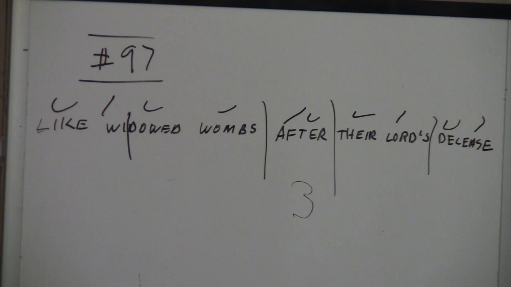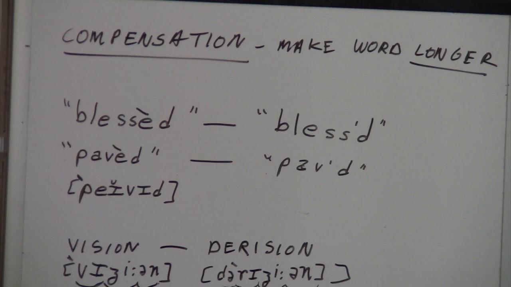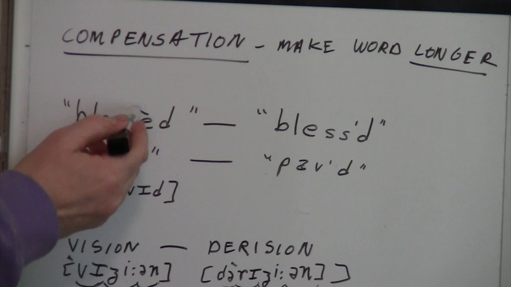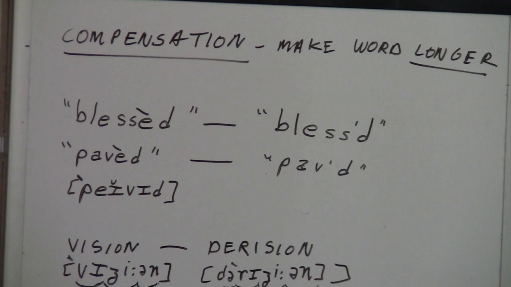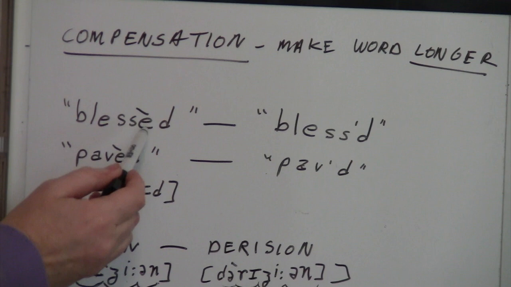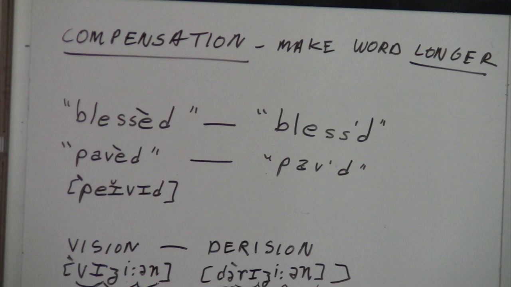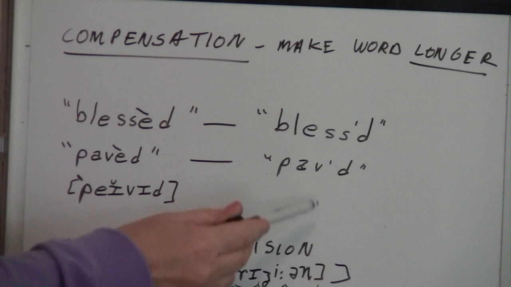Good. Now let's talk about compensation. Compensation is when you make a word longer than you normally would to make it fit the iambic pentameter rhythm. For instance, let's take the word "blessed." Perhaps you have been reading along in your complete works of Shakespeare and you've noticed these little lines over some of these words, or you've noticed spellings like that. What does that mean? Depending on the editor, when you see it like this, that means you're supposed to say "blessed" with two syllables. When you see it written like that, that means you're supposed to say "blessed" with one. That's "paved" and that's "paved."